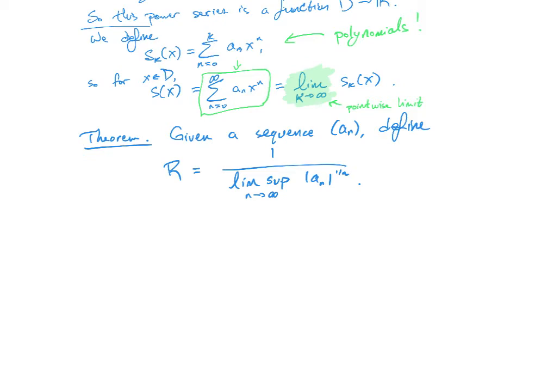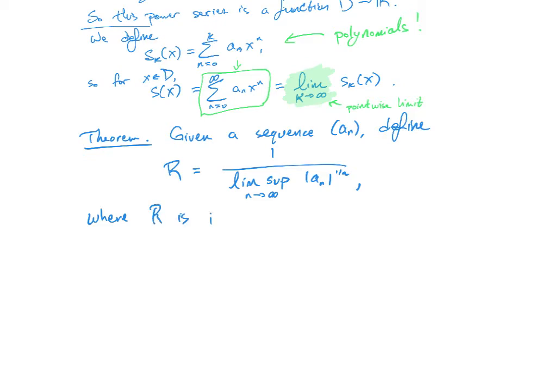Okay. Now we have to do something a little bit special here. That lim sup might be infinite, and it also might be 0. So we are going to allow ourselves, just for the purpose of this theorem, to divide by infinity or to divide by 0. We'll be clear that we don't really mean that we're doing this, we're just interpreting R that way.